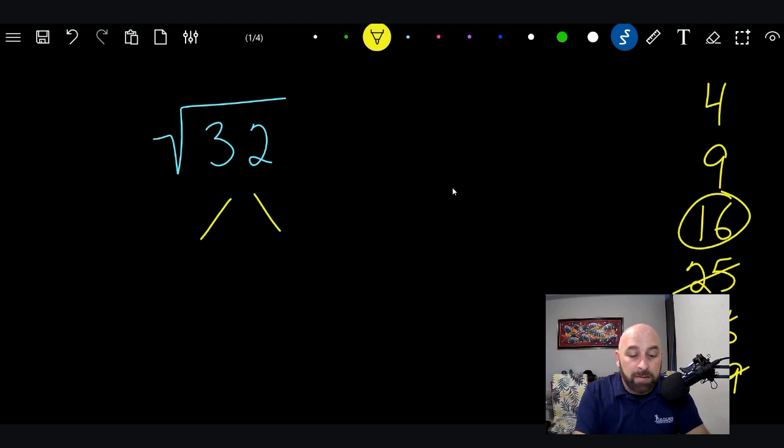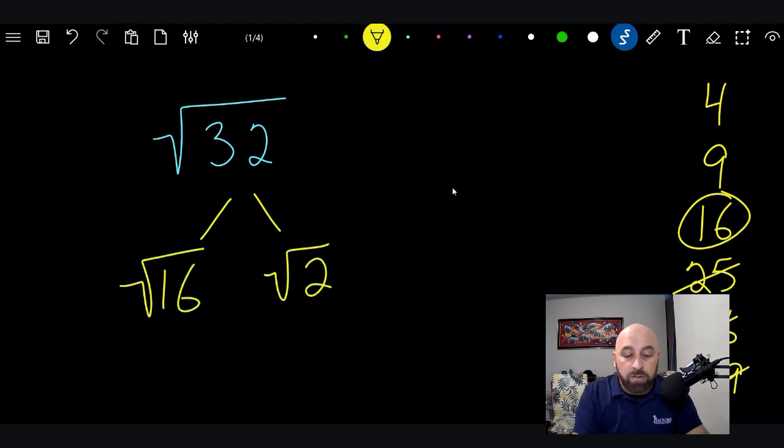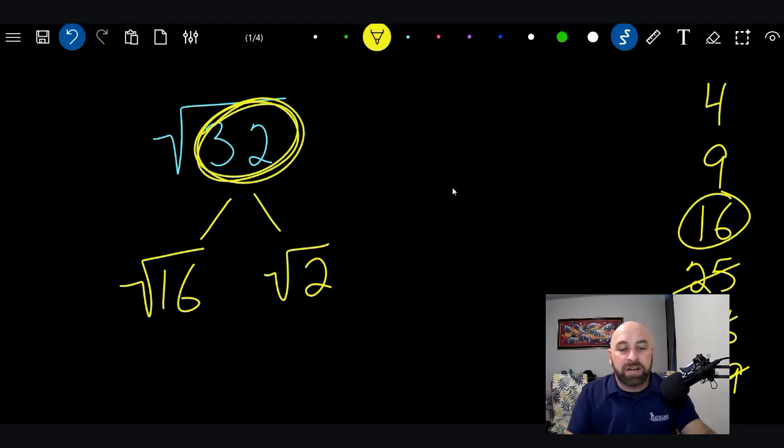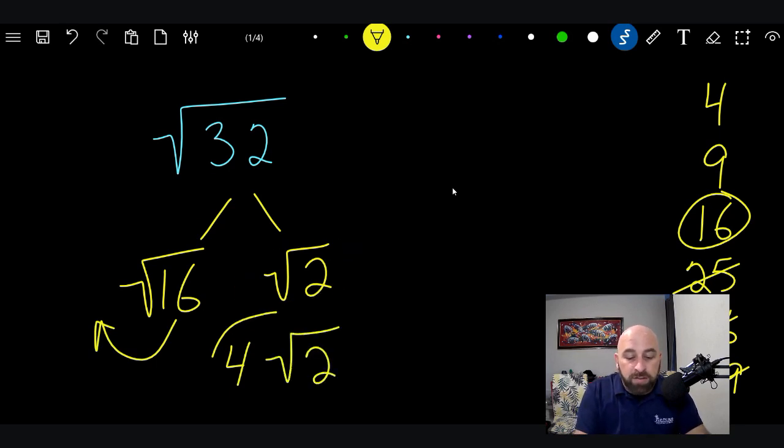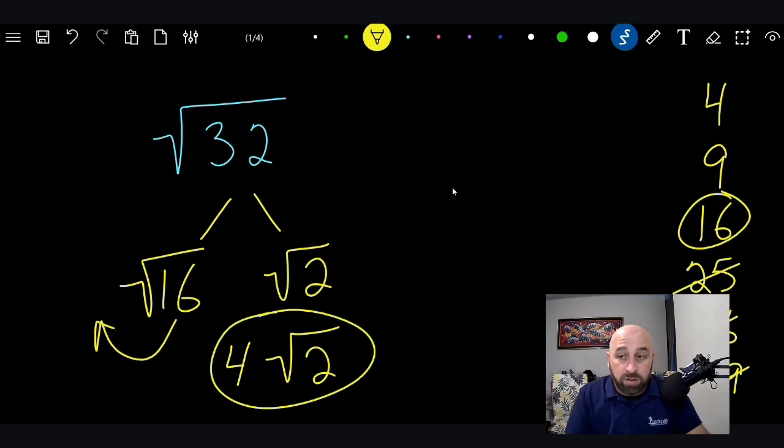Look what I get. I get the square root of 16 times the square root of 2. Why did I do that? What was the goal here? My goal is to simplify this number to make it smaller. I have a 16. What is the square root of 16? Well, it's 4. And then I still have my square root of 2 left. So the simplification of the square root of 32 is 4 square root of 2.